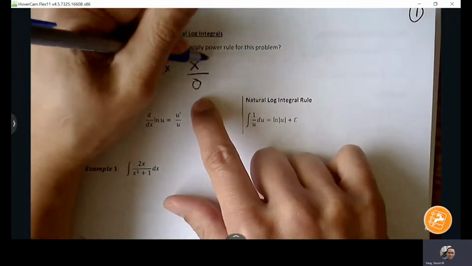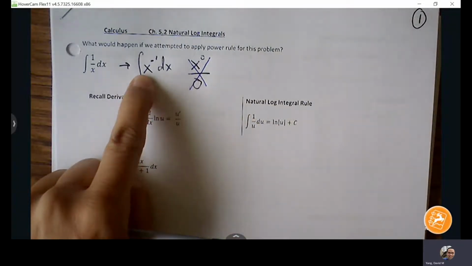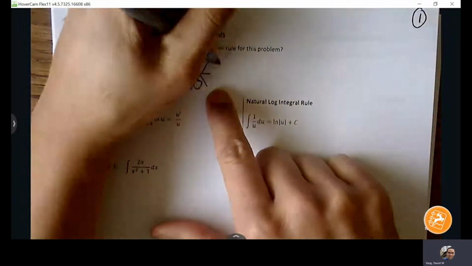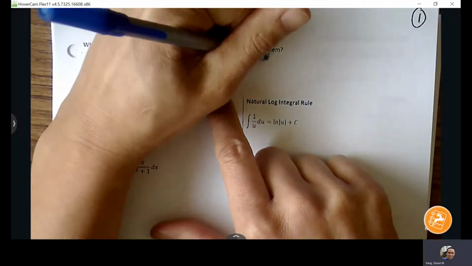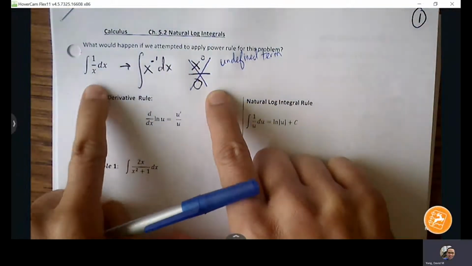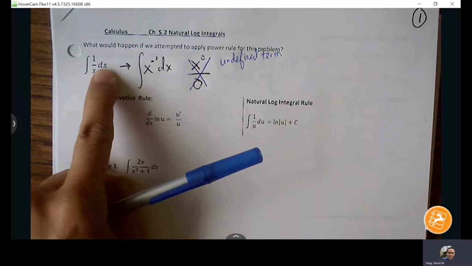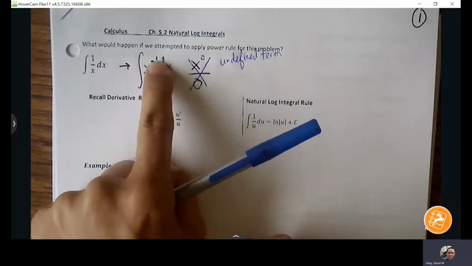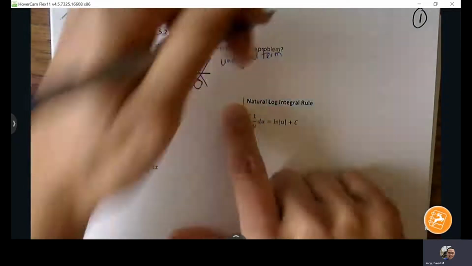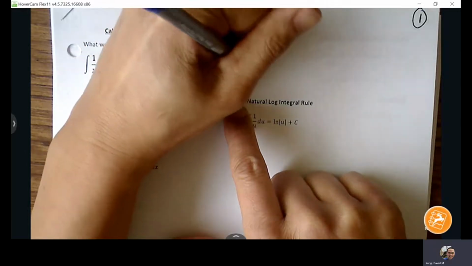So this is the one scenario where power rule is not going to be able to get you something that makes sense. This is an undefined term. Every other scenario, we should be able to get power rule to work, right? It could be x to -1/2, it could be x to 1/2, it could be x to 3/2, it could be x to the 5th power. Only one scenario is going to get you to 0, and that's x to -1. So this is the one situation where power rule is going to fail.